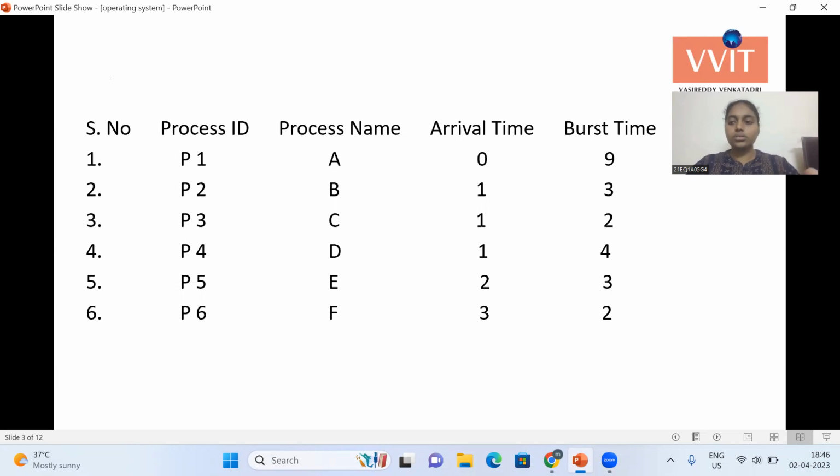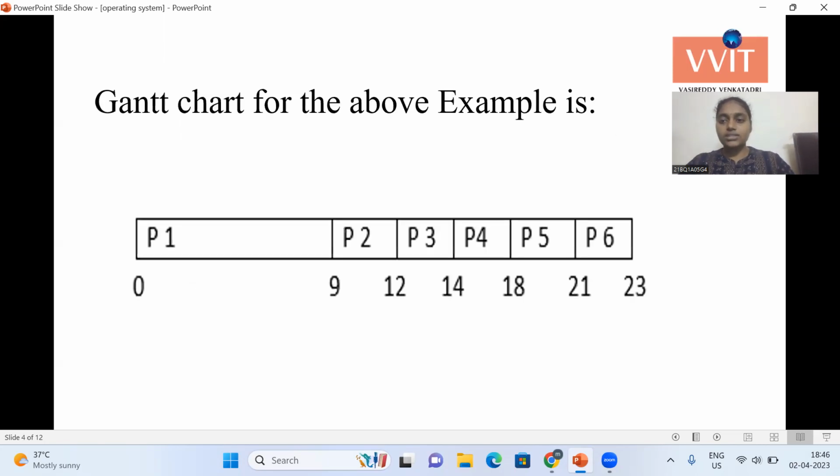In order to apply this FCFS, that is first come, first serve scheduling algorithm, first we have to calculate the completion times for each process. To calculate the completion time, we will use Gantt charts. How to draw a Gantt chart?